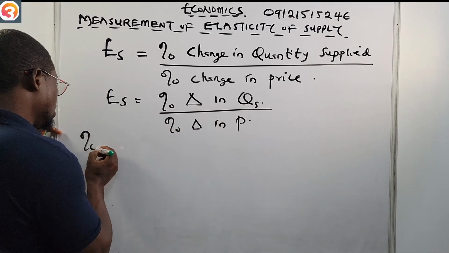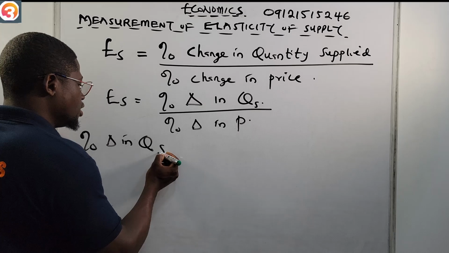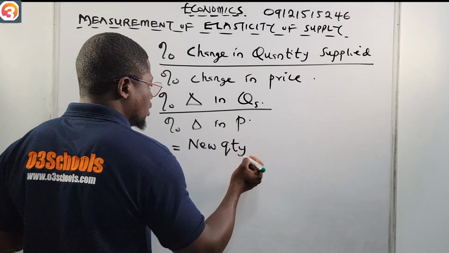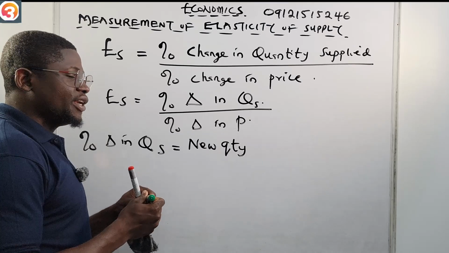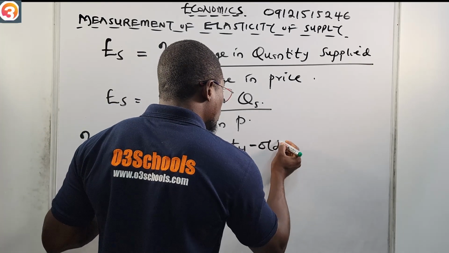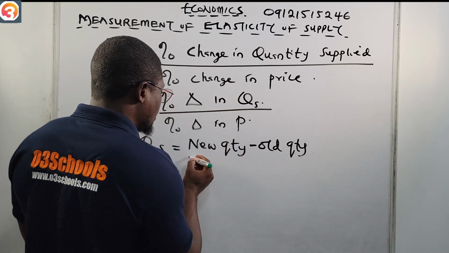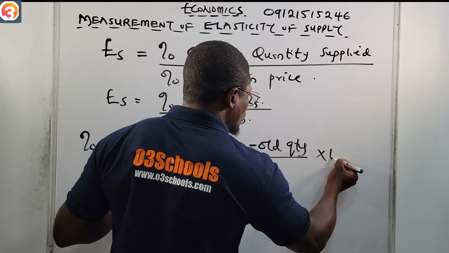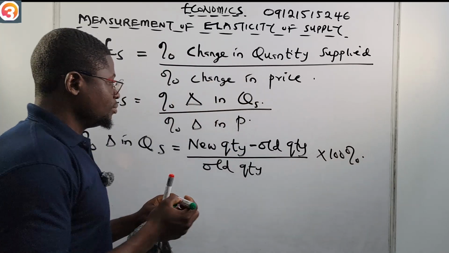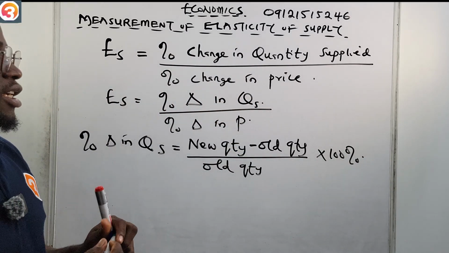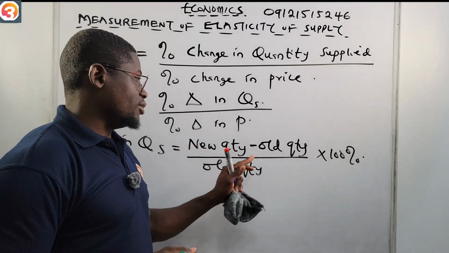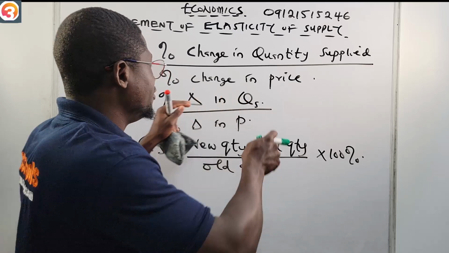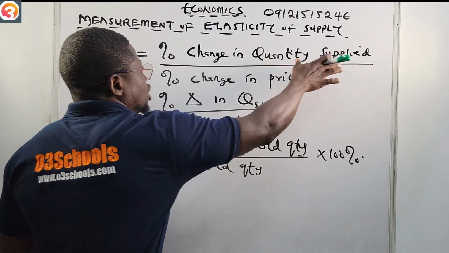Now, what is percentage change in quantity supplied? Percentage change in quantity supplied is equal to new quantity, representing quantity with QTY, new quantity minus old quantity, all over old quantity, then times 100%. That is the percentage change in quantity supplied: the new quantity minus the old quantity all over the old quantity times 100%. That will be for the top here.